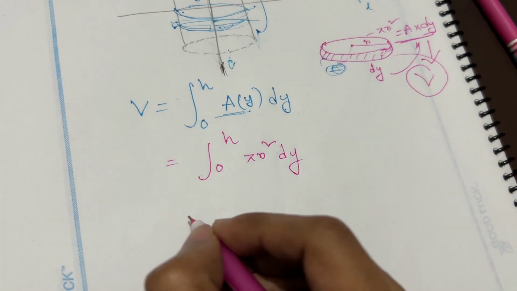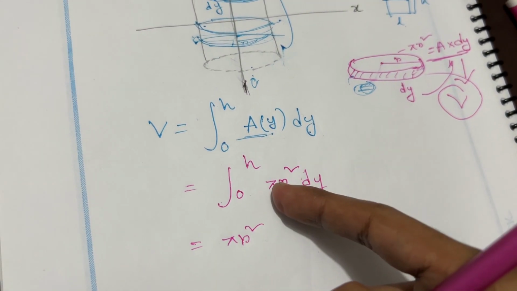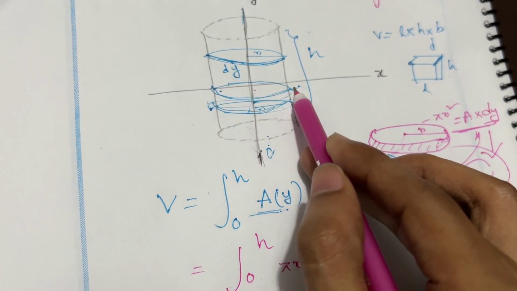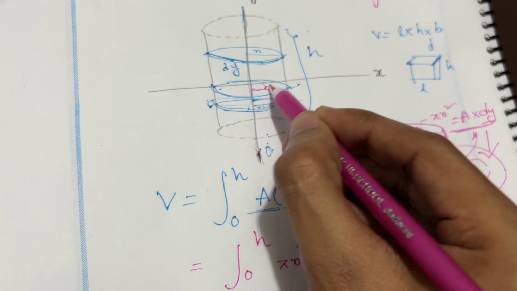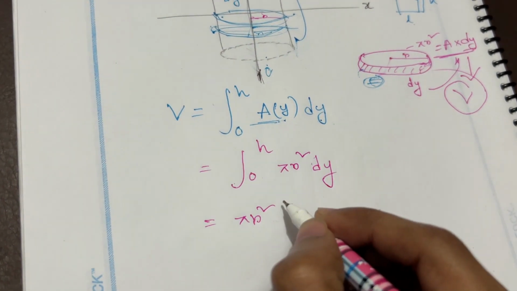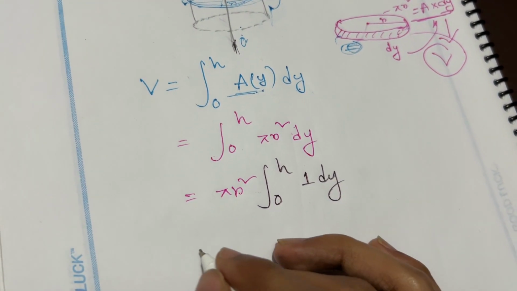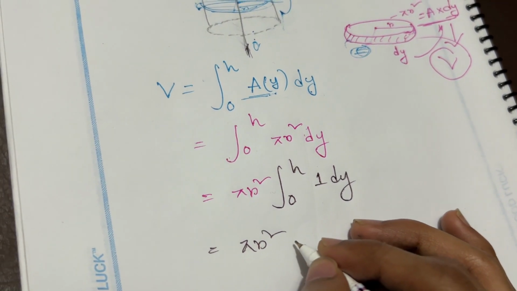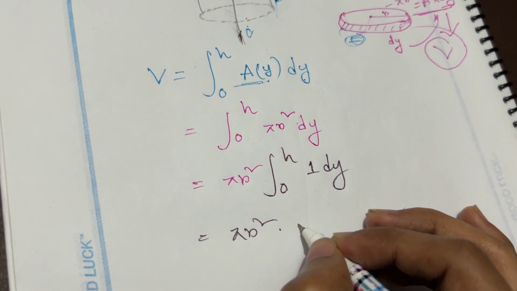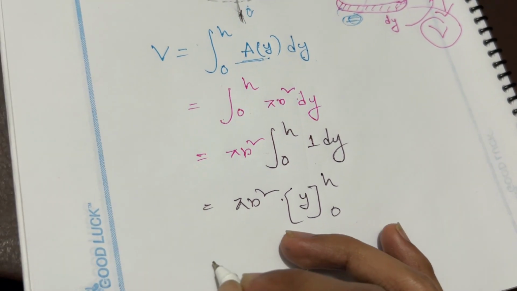So we need to keep this pi r squared outside. Now it has become a constant because r is constant, because r is not changing. For each circle of each of these slices, r is always the same. This is for a cylinder, it is always the same. Then from 0 to h, we can integrate dy. So this integration is very simple. If we integrate dy, we will get only y, and our limit is h to 0.